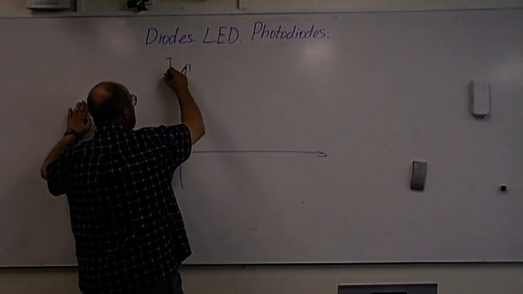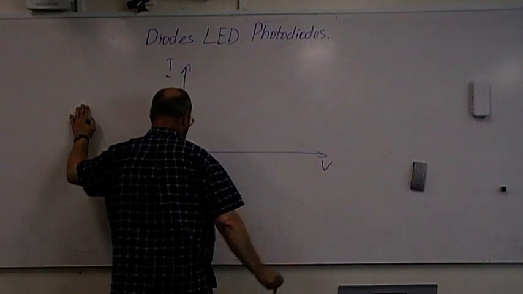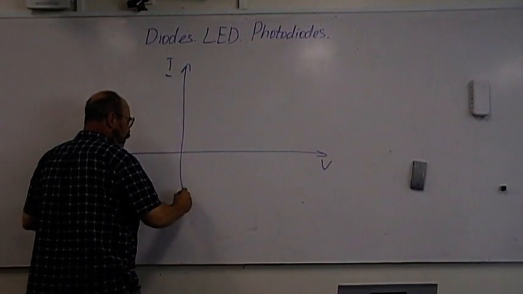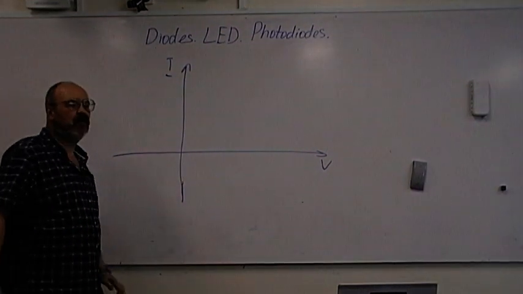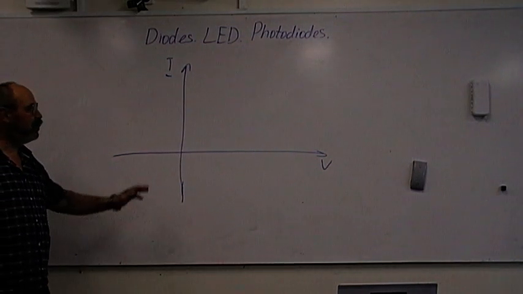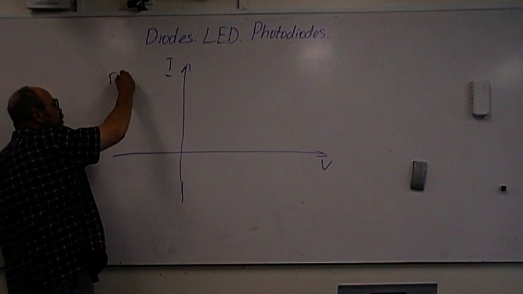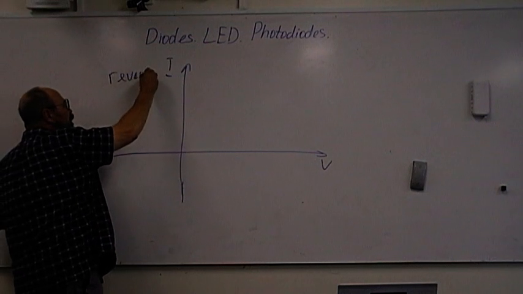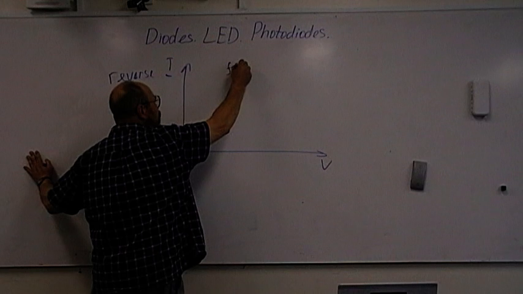Current, voltage. And first I will draw the characteristic of an ideal diode. This will be reverse bias. This is forward bias.